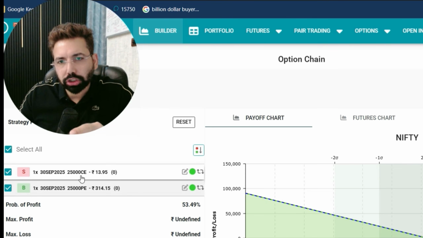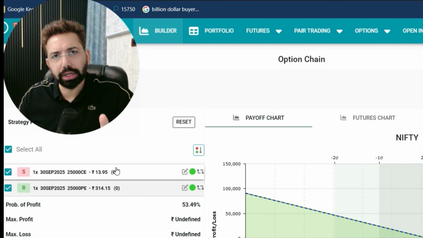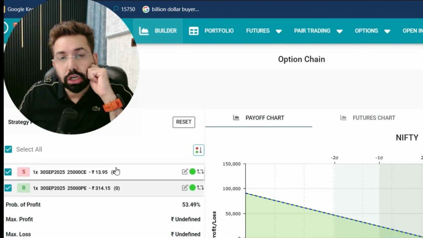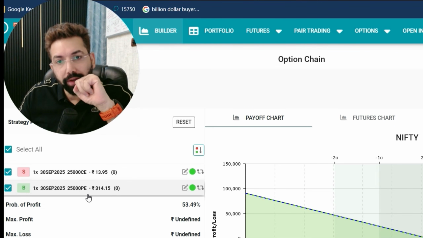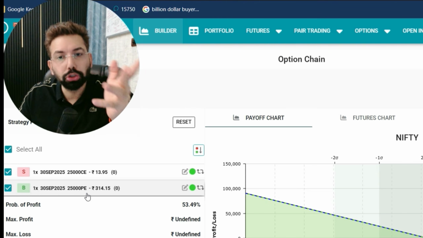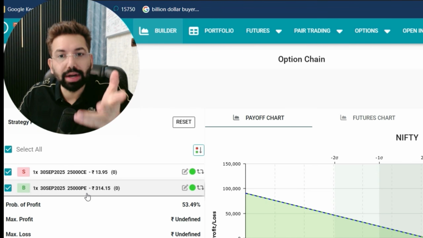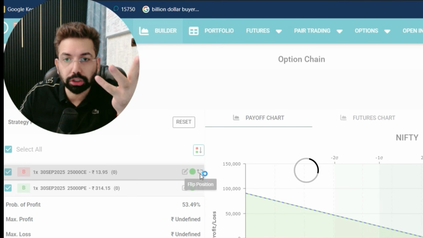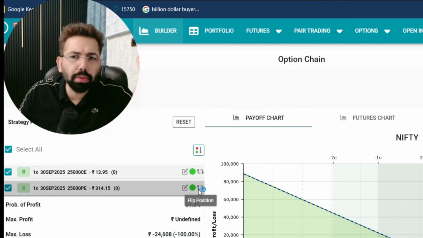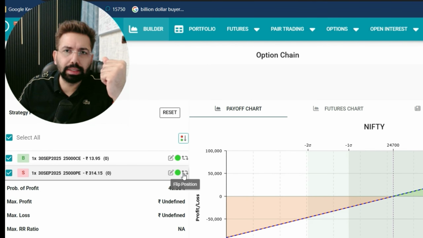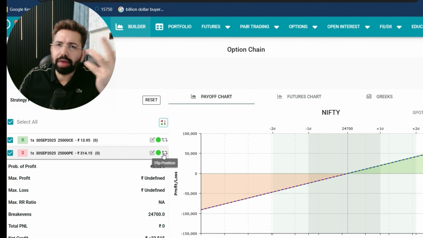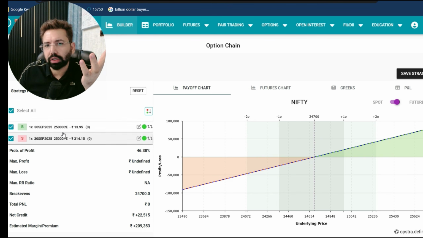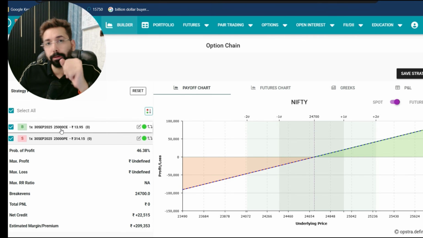Now, a synthetic future requires approximately the same margin as the future because it's mimicking the same price. Now, imagine in your other strategy, suppose you have shorted a 25,100 put. Or if we reverse it, suppose you are trading a short strangle in your demat account and you have another strategy of short strangle. Now in that short strangle, you have shorted a 25,100 call.